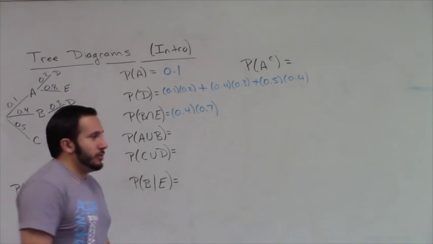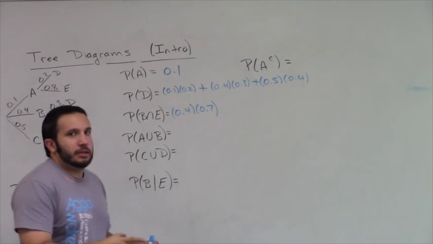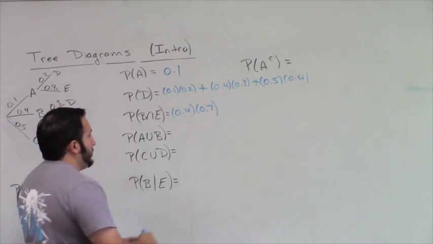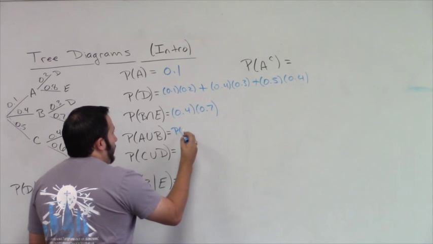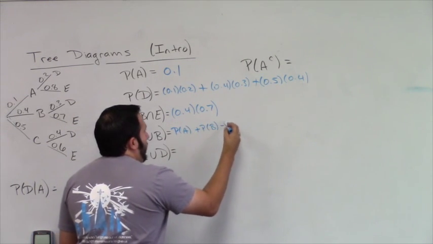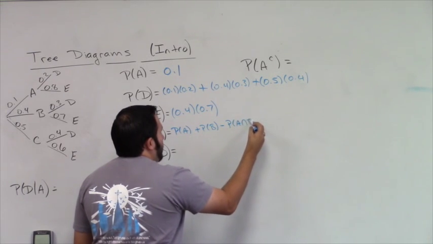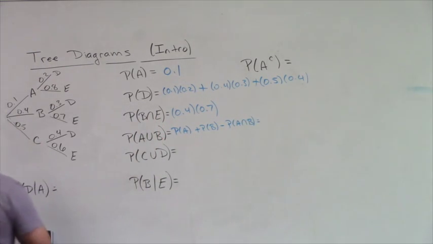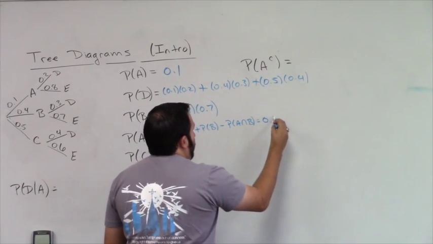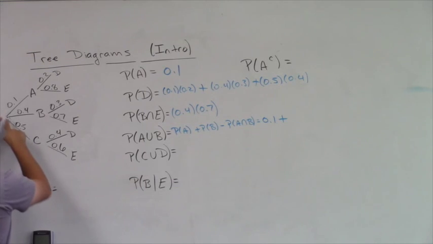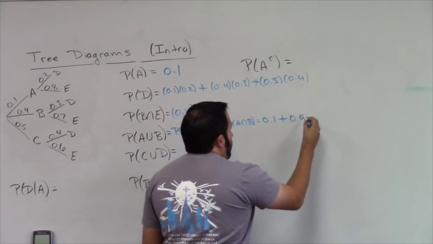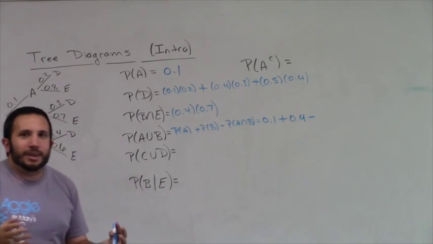So now let's talk about unions: the probability of A unioned with B. Remember, because it's a union, this is going to be the probability of A plus the probability of B minus the probability of A intersect B. Well, the probability of A is just 0.1, plus the probability of B is just 0.4, minus the probability of A intersect B.